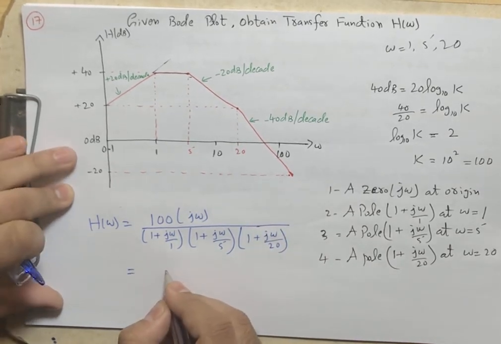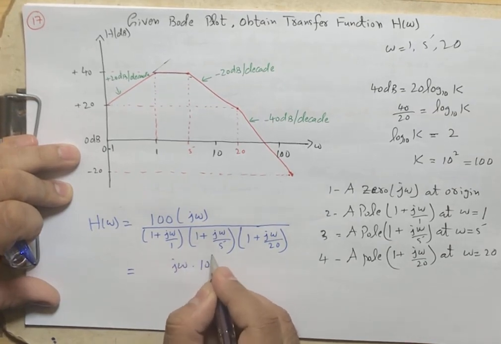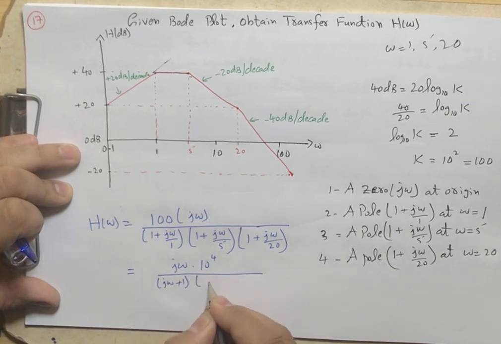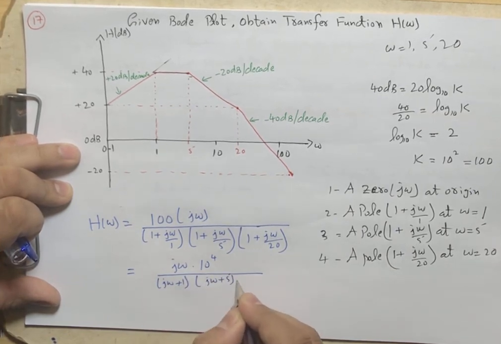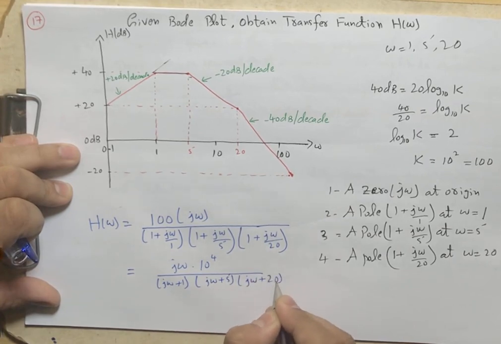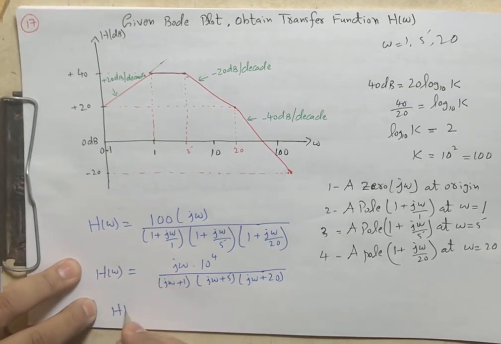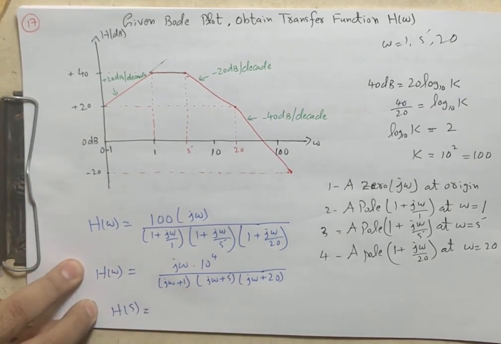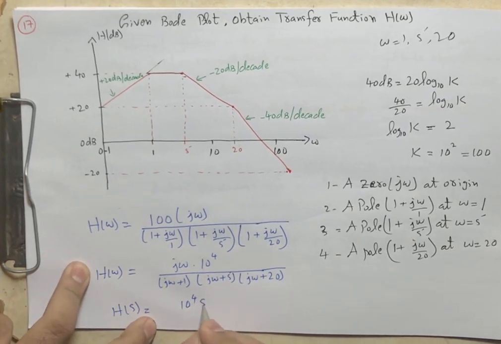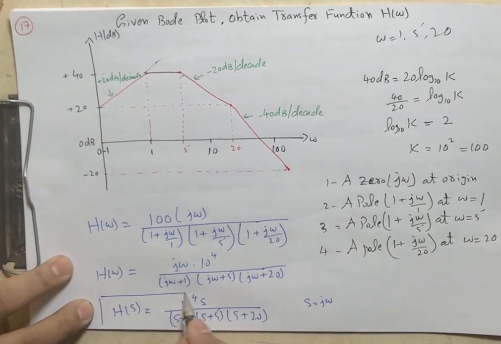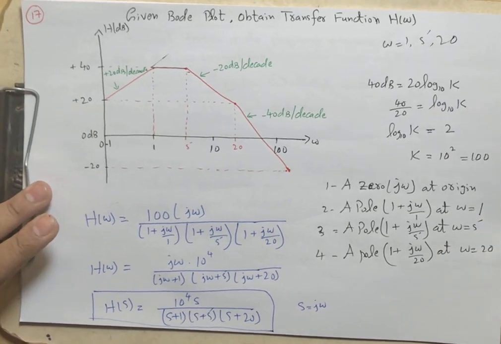Or if I simplify it, j omega into 10 to the raised power 4, if I take the LCM, it will be j omega plus 1, j omega plus 5 and j omega plus 20. This is your H of omega. Or you can also say that if I insert s is equal to j omega, you will have 10 to the raised power 4 s over s plus 1, s plus 5 and s plus 20. So you can find out your function in any of the forms, in H of j omega and in the H of s form as well.